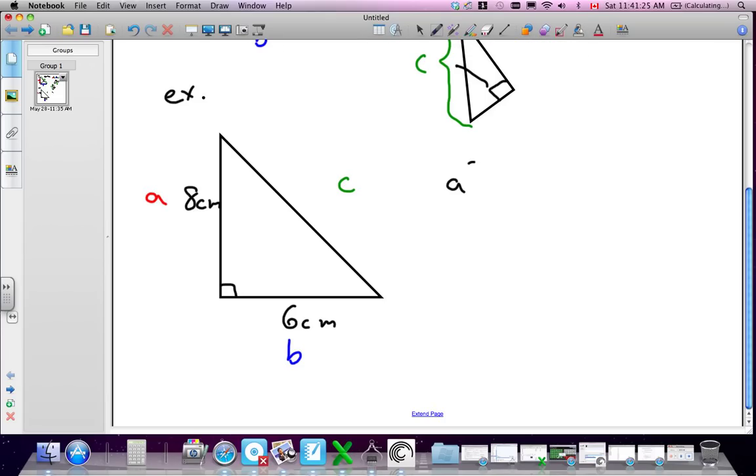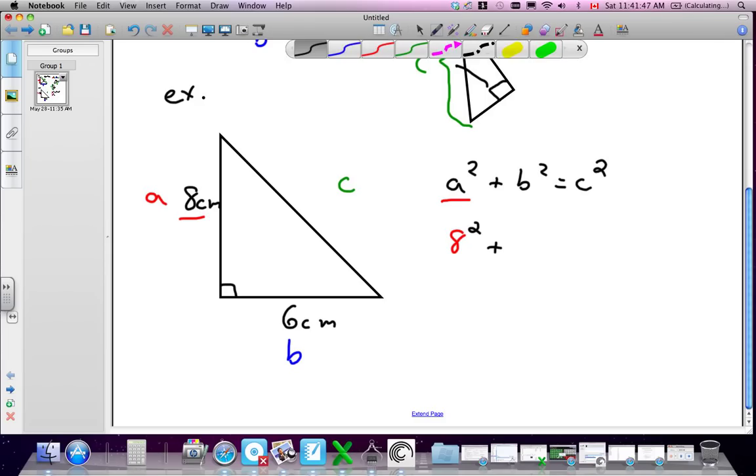So it's A squared plus B squared equals C squared. So what is the measure of side A? 8 centimeters. That's right. So I'm going to replace the letter A with the number 8. And it's going to be 8 squared plus. What is the measure of side B? Six. So I'm going to replace the b with the number 6. So I have 6 squared. And finally, what's the measure of side c? We don't know. So I'm going to leave it. It's going to be c. We're trying to find what c equals.